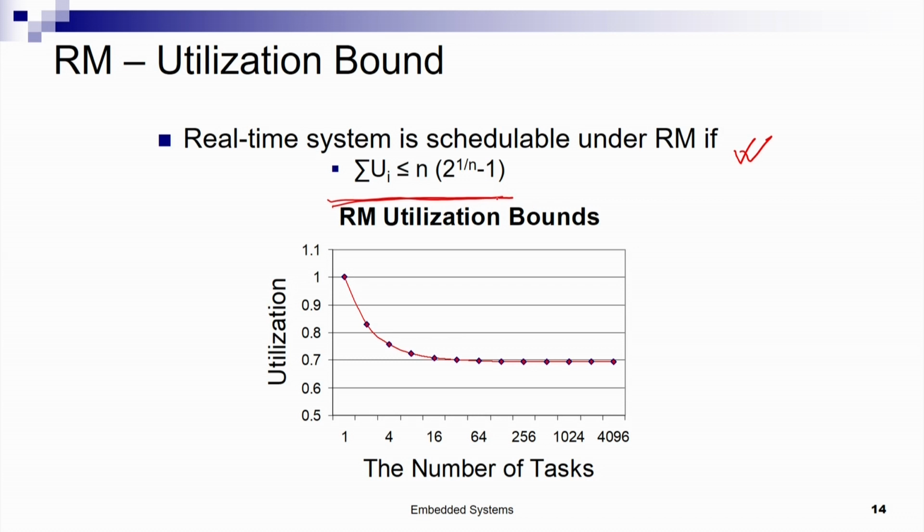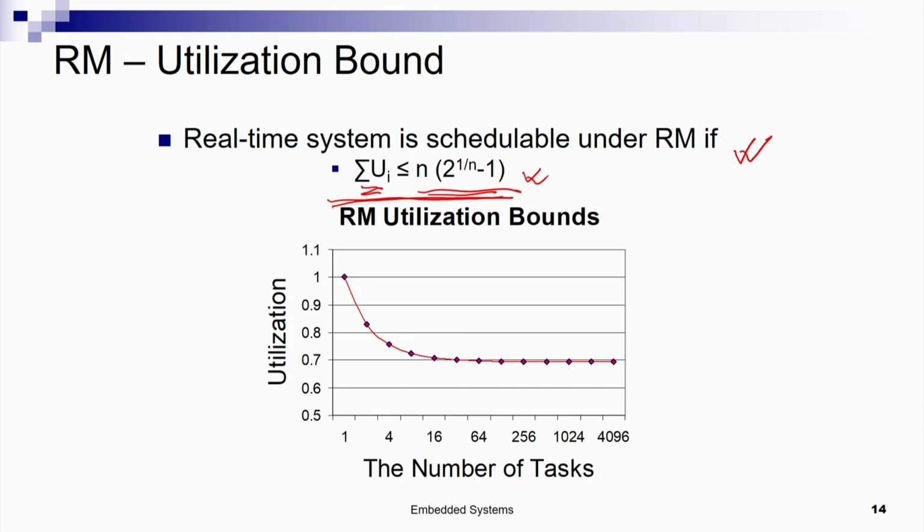In general, if this condition is not satisfied, that is summation ui is greater than this value, then it is not necessary that this task set will not be schedulable. This task set can still be schedulable, but we need further tests to understand whether it will be actually schedulable or not under RM. However, if this bound is satisfied, we have a very simple test and we can be ensured that the task set will be schedulable.